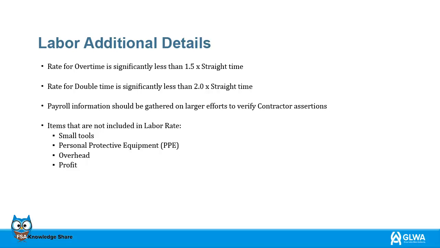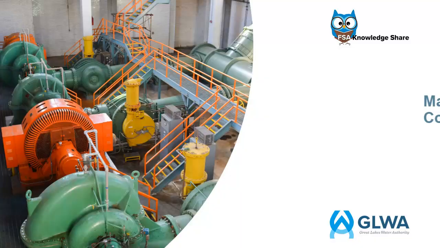Payroll information should be gathered on larger efforts to verify contractor assertions. GLWA can request actual payroll records to verify payment when items that are not included in the labor rate consist of small tools, PPE, overhead, and profit. Furthermore, the project manager shall verify all material quantities and supplier invoices are fair and reasonable.